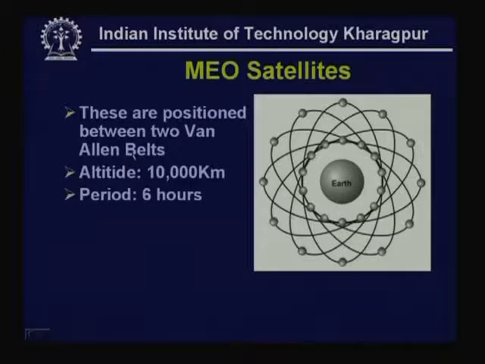Now, let us consider the MEO satellites. These MEO satellites are positioned between two Van Allen belts, as we have discussed, at a typical altitude of 10,000 kilometers, and the period is 6 hours, not minutes. As you can see, as the altitude increases, the period also increases. So, 6 hours is the period for typical MEO satellites.